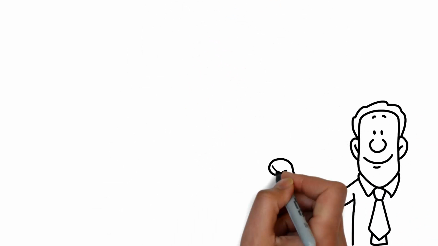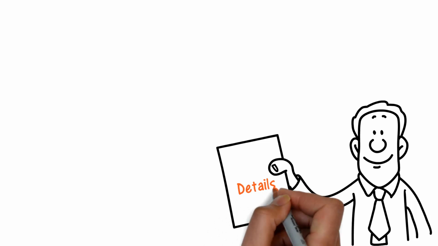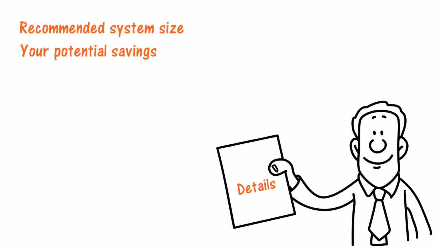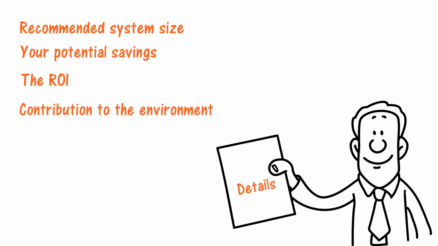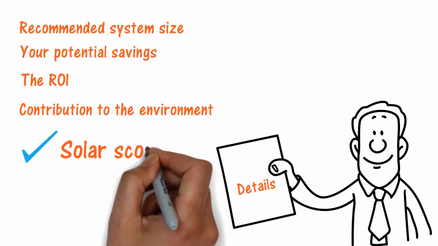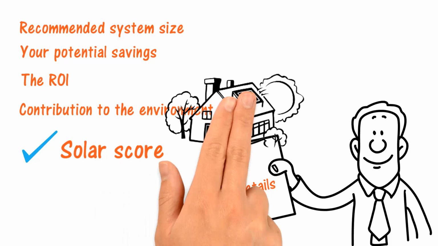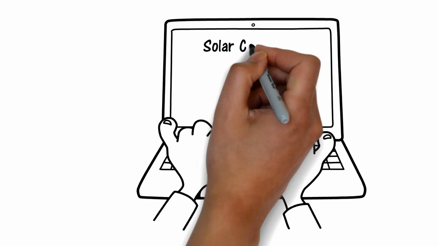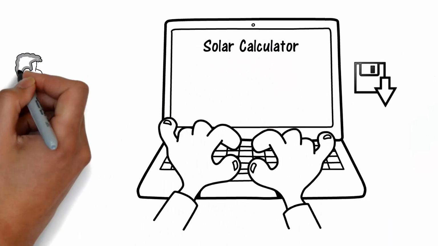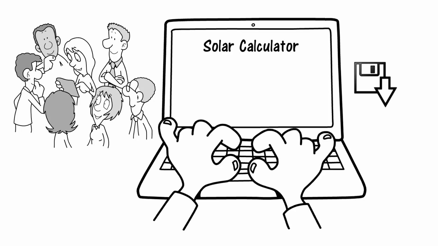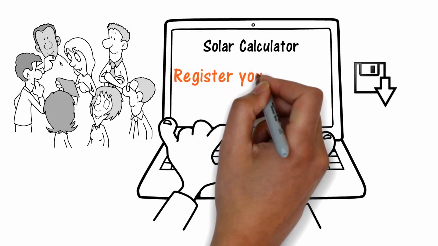The scorecard not just gives you details about the system size recommended for you, your potential savings, the ROI, contribution to the environment, but also your true solar score, clearly stating whether you should go solar immediately or wait. Once you have run the calculator, you can choose to save the report, share it with your friends or neighbors, or even just go solar by registering your rooftop right from the calculator page.